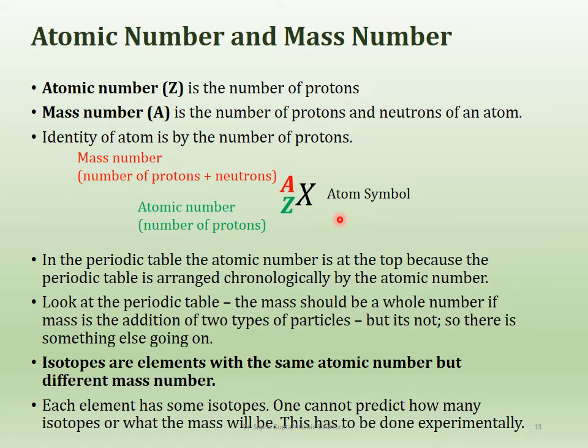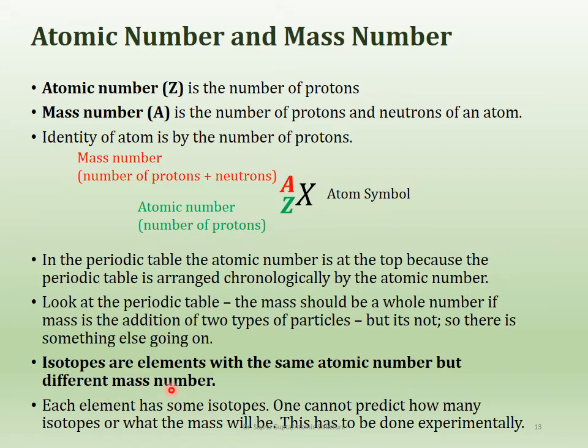The other thing that I would like you to look at on the periodic table, if you have it handy, is that the mass, which is the number of protons and neutrons, should be a whole number, because if you're just counting the particles, then the addition of two particles should be a whole number. If you have 2 protons, 2 neutrons, it should be 4. But it's not. There is a decimal point there, which means there is a fraction there. So if there is a fraction, there is something else going on. It turns out that elements have isotopes. Isotopes are atoms that have the same atomic number but different mass number.